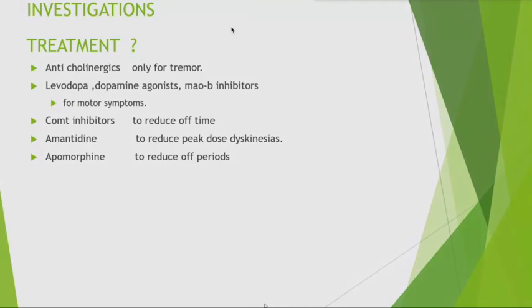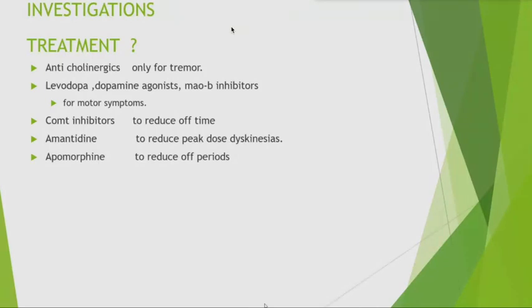Apomorphine is for severe cases who do not respond to any other drug, to reduce the off period of these patients. And this is usually given in patients who are admitted to hospital or nursing homes. You give them a subcutaneous infusion. So it's not that easy to give at home. So apomorphine is given as an infusion for resistant types of cases.